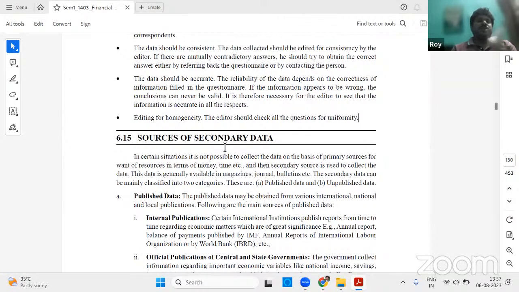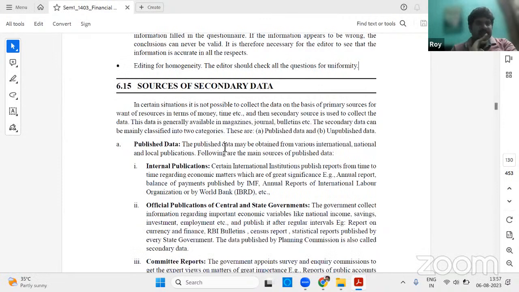I don't know. Next, sources of secondary data. One is called the published data. Before understanding this, we need to understand a certain situation. It is not possible to collect data from primary sources for want of resources in terms of money, time, etc. Secondary data is generally available in magazines, journals, and bulletins.